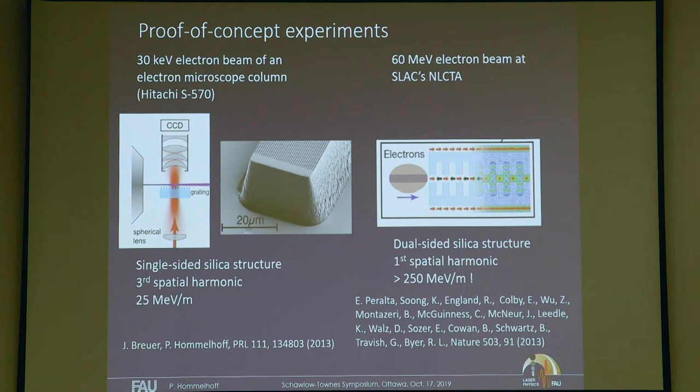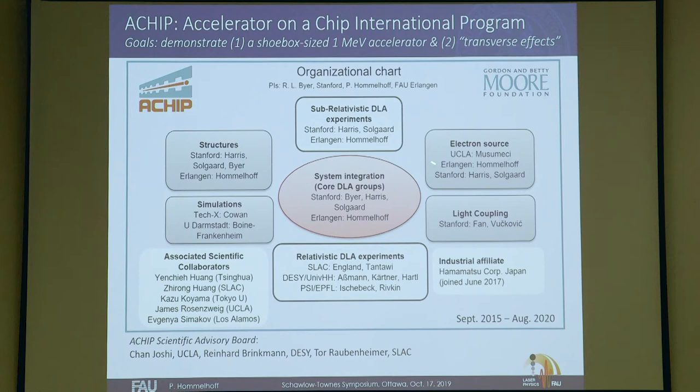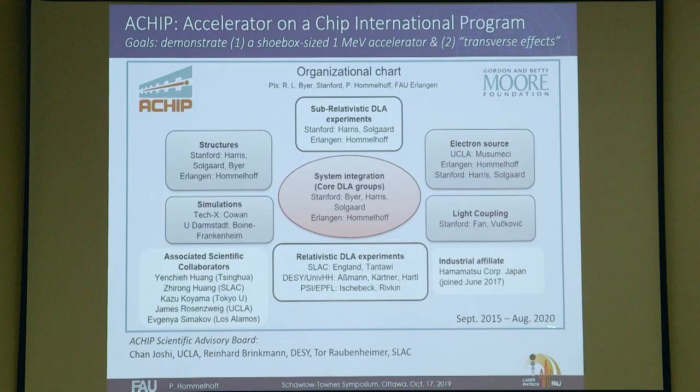After these results, the Gordon and Betty Moore Foundation set out to fund a program where we have accumulated electron source experts, light coupling experts, nanofabrication experts, and accelerator experts to build a shoebox-sized 1 MeV accelerator. And the actual chip will probably be only 1 centimeter long. We only have 1 year left, but I'm still optimistic that we'll make it.